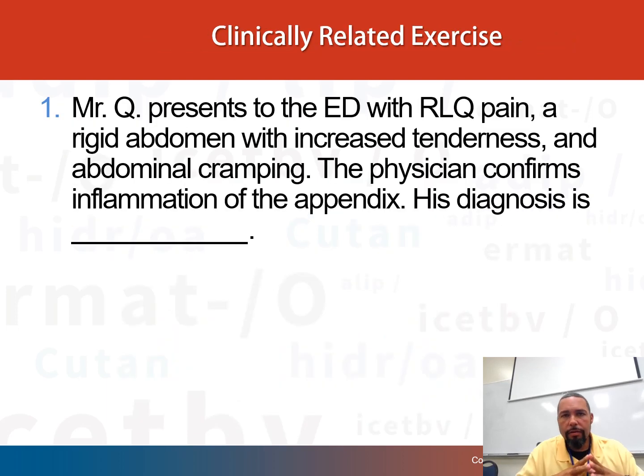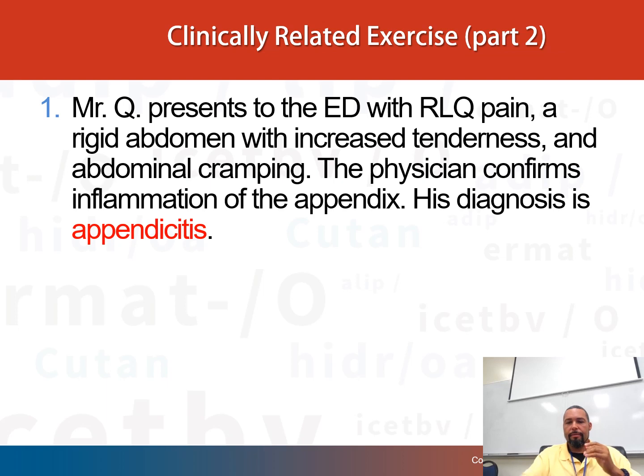All right, here's a practical exercise. Mr. Q presents to the, I believe they meant ER, but okay. Presents to the ER with right lower quadrant pain, a right abdomen with increased tenderness, and abdominal cramping. The physician confirms inflammation of the appendix. His diagnosis is appendicitis. We talked about this.